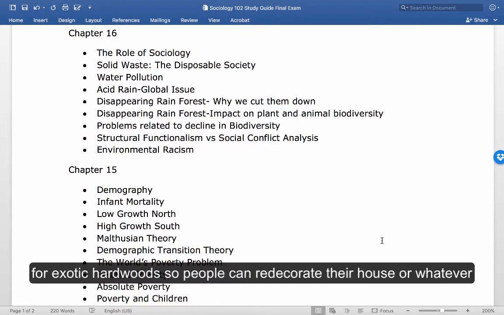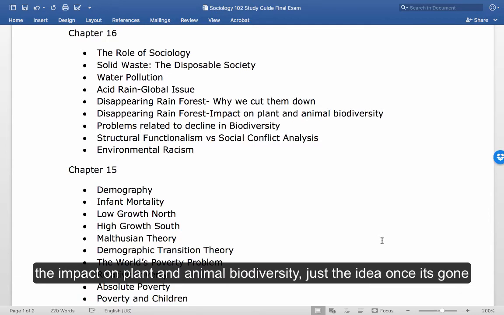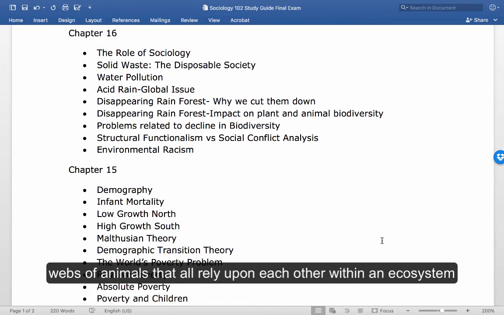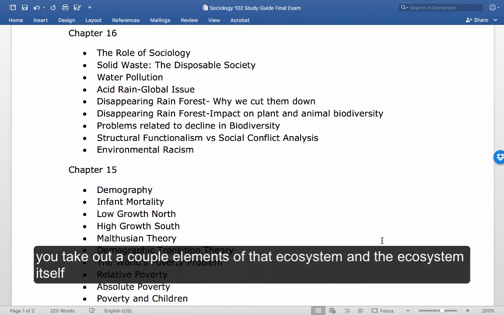Also for exotic hardwoods, right? So people can redecorate their house or whatever. The impact on plant and animal biodiversity, just the idea that once it's gone, it's not coming back. And these things are so interrelated, webs of animals that all rely upon each other within an ecosystem. You take out a couple elements of that ecosystem and the ecosystem itself falls apart.